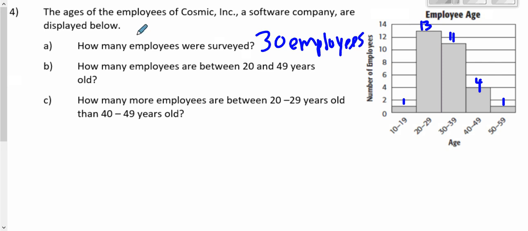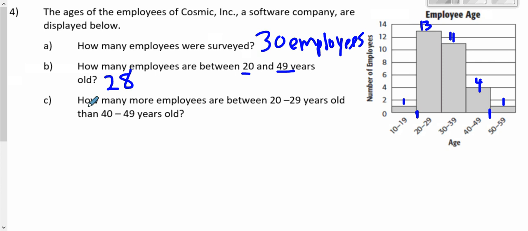Okay. How many employees are between 20 and 49 years old? So now we're looking between 20 and 49. So that's going to be a couple different intervals. So we're going from 20, so right here, all the way to 49, so right here. So we're going to add up just these three numbers. We have 13 plus 11 would give us 24. Plus 4 more would give us 28. So we have 28 employees between 20 and 49 years old.